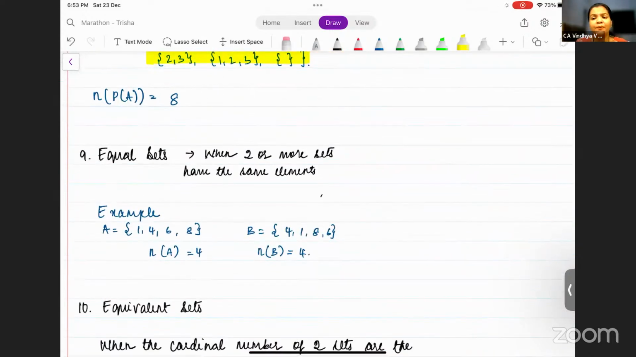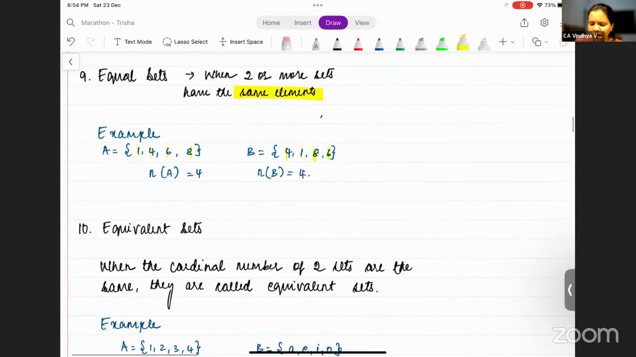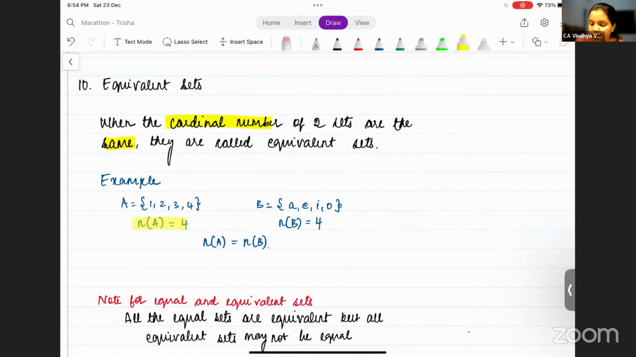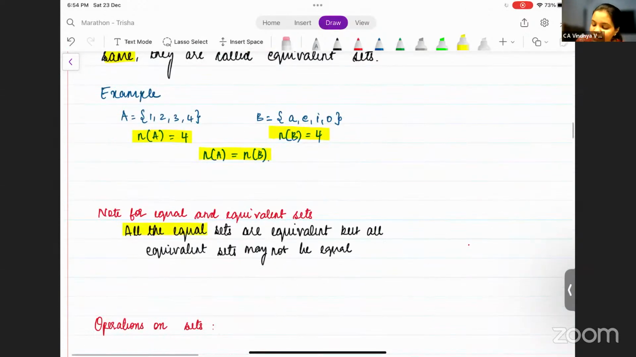Equal sets. Equal sets means two or more sets have the same elements. Order is not important. See here, 1, 4, 6, 8. Here it is 1, 4, 6, and 8 in a different order. But they are still equal because the elements are the same. Equivalent sets. What are equivalent sets? When two sets have the same cardinal number, they are called equivalent. See here, n(A) is 4, n(B) is 4, n(A) and n(B) are equal to each other. They are called equivalent. Now, can I say all equal sets are equivalent? Yes, but we cannot say vice versa. We cannot say all equivalent sets are equal.